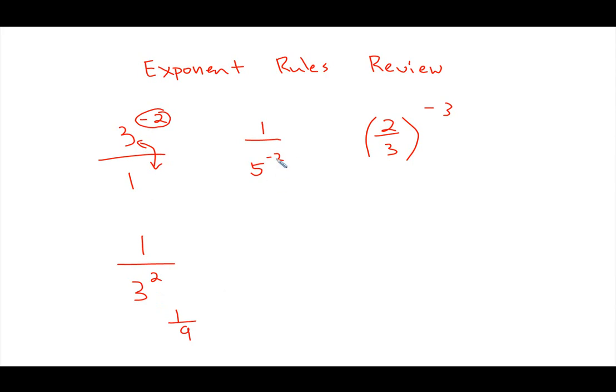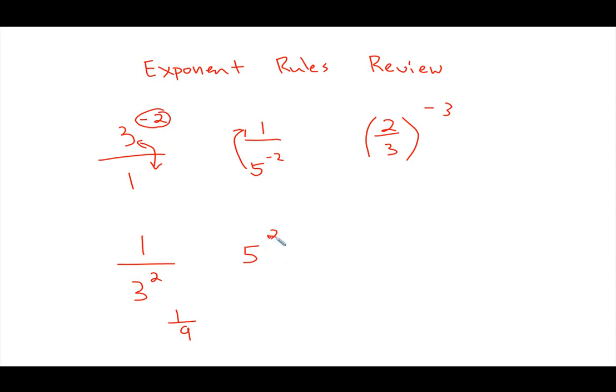Now over here, if the exponent is negative, but the base is in the bottom of the fraction, the denominator, we want to take it and we want to move it to the top. So if you move this to the top, it's going to become just 5, right, to the positive 2nd power.